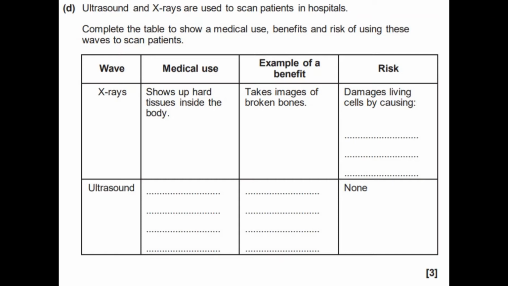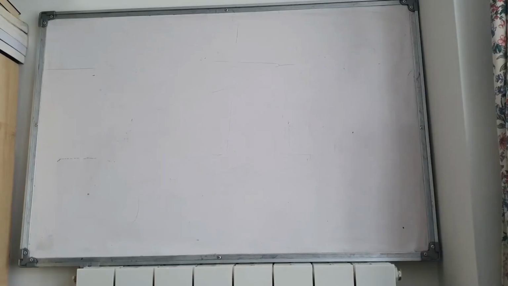Ultrasound. What is the medical use? What is the example of a benefit? And the risk is none. This is 3 marks. This is part D. Let's answer question 16. So for question 16, you've got a Mexican wave.